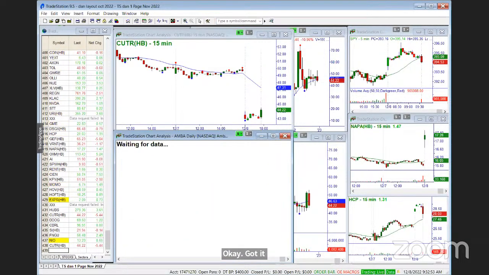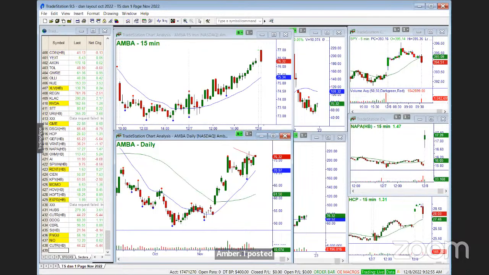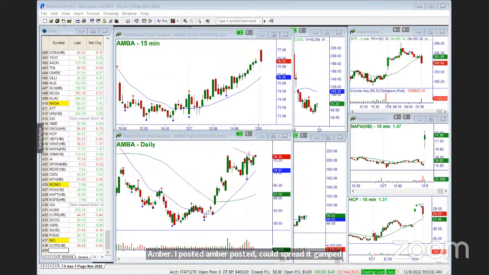AMBA, I posted. AMBA posted put spread. It gapped over the entry. Let me see where the juice is now. AMBA 70.62. They're spreading 85 by 130. Wow. Wow, they're spreading. Midpoint 6 and Q's coming in hard.